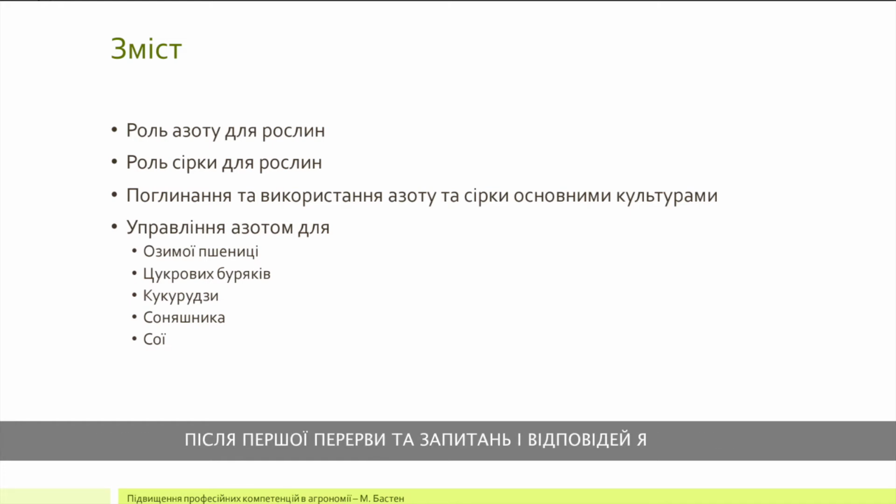After the first break and Q&A session, I will continue with the nitrogen management in these particular crops like winter wheat, sugar beet, maize, sunflower, and soybean. Those crops Astarta has mainly in their crop rotations.